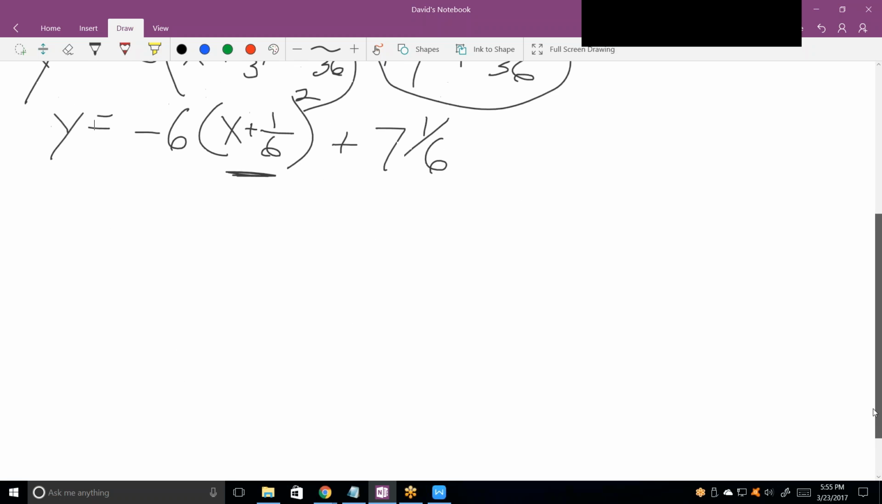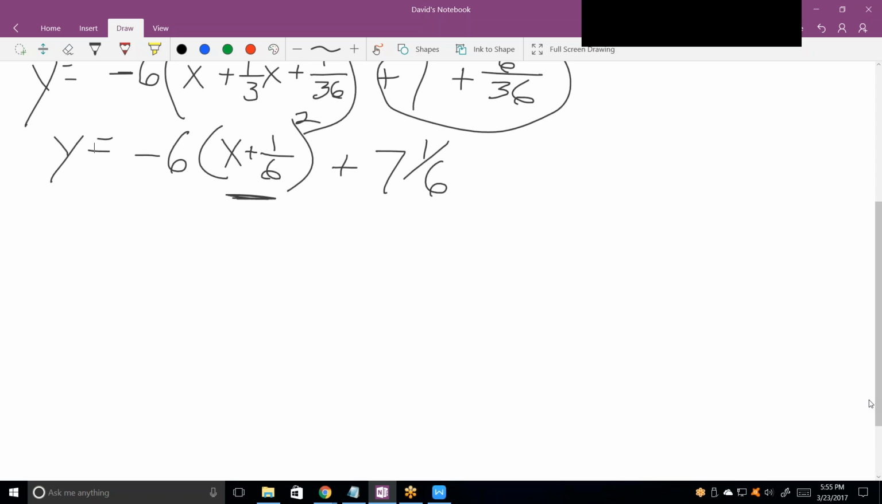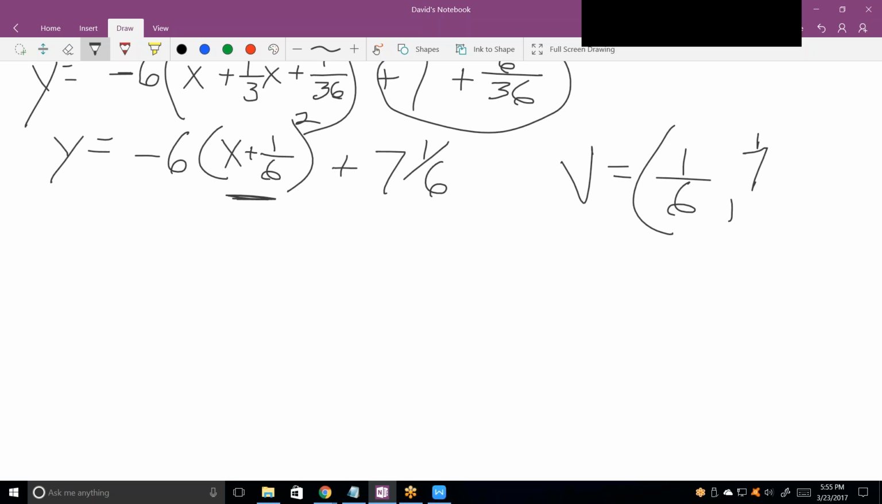Tell me where the vertex is. The vertex would be negative, no. So it would be negative 1/6. The vertex is h comma k. Well, what is h? Just 1/6. Right. That's the x coordinate, only it's minus, my mistake. It is minus because it needs to be x minus h, and so h must be minus 1/6. But k is 7 1/6.